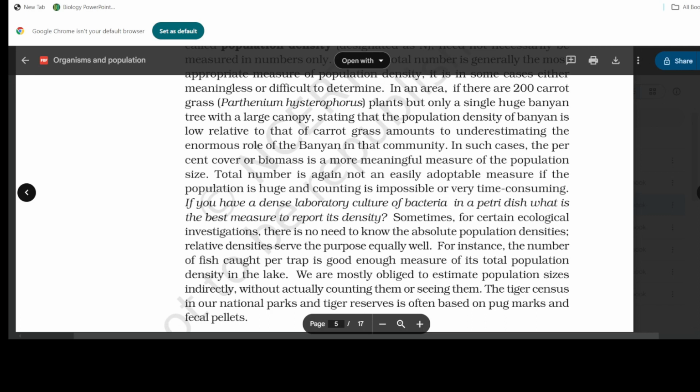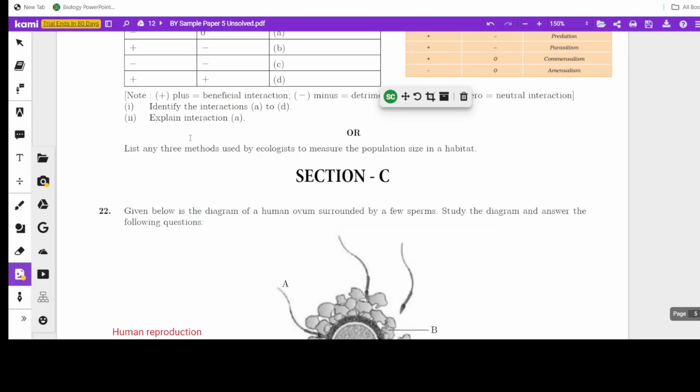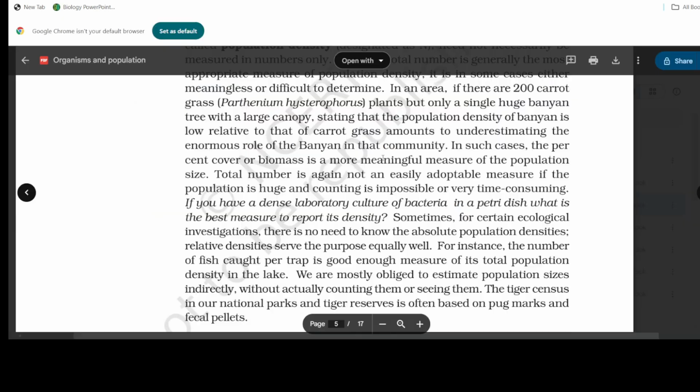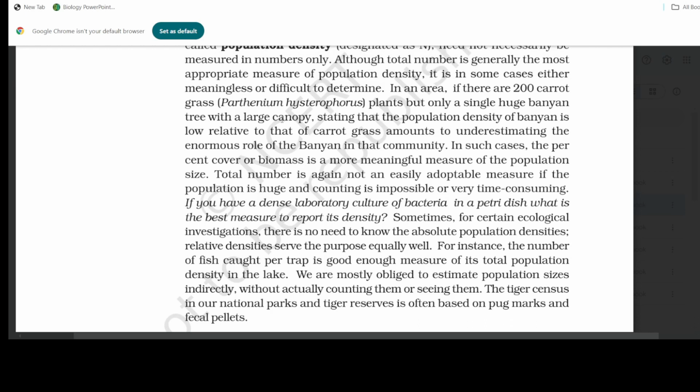So let's read the question once again. The question is like this: list any 3 methods used by ecologists to measure the population size in a habitat. It is actually a difficult task to measure the population size in a habitat. It will not always work out. So, in an area, if there are 200 carrot grass, that is Parthenium hysterophorus plants, but only a single huge banyan tree with a canopy, stating that the population density of banyan is low compared to that of the carrot grass amounts to underestimating the enormous role of banyan in that community.